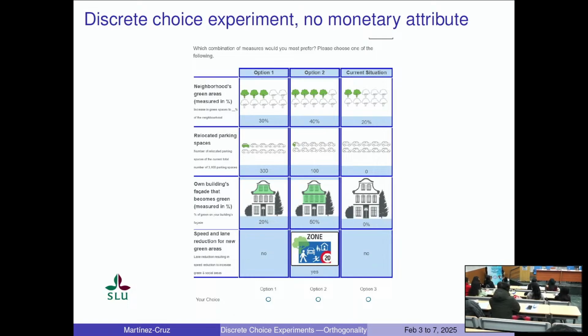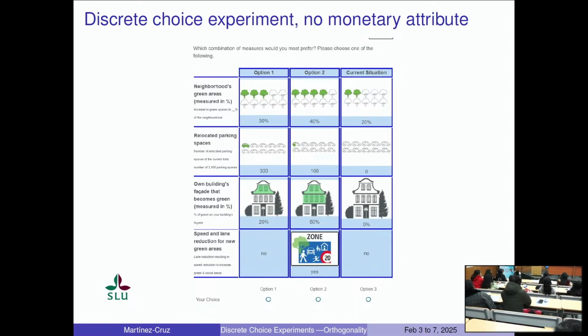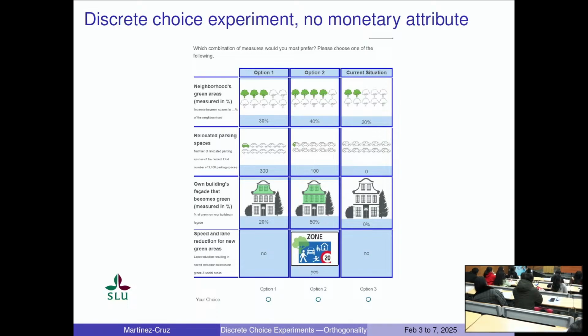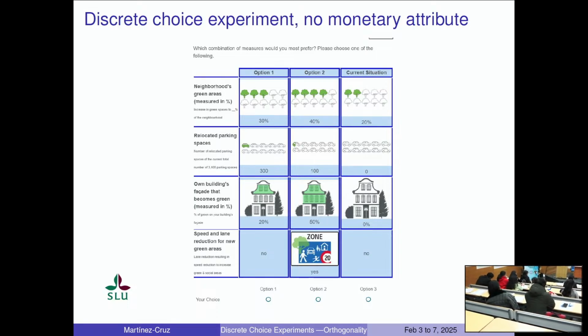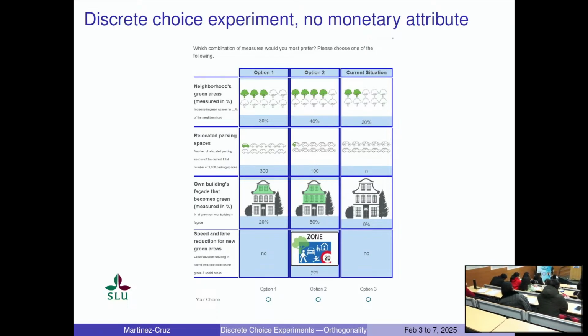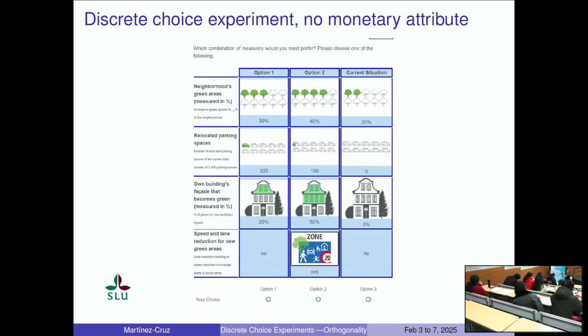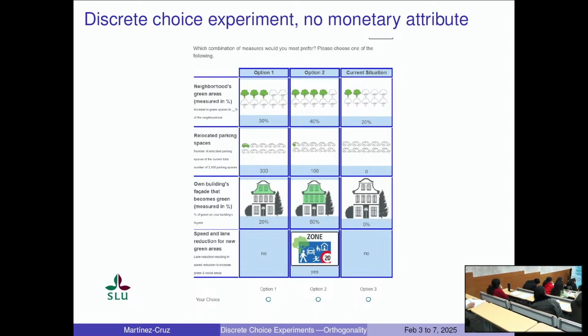Because this is a good discrete choice experiment, because it truly is presenting people with trade-offs and it doesn't have money. And I will be talking about it in the coming days. I just wanted to put it there as an example, just a little piece.